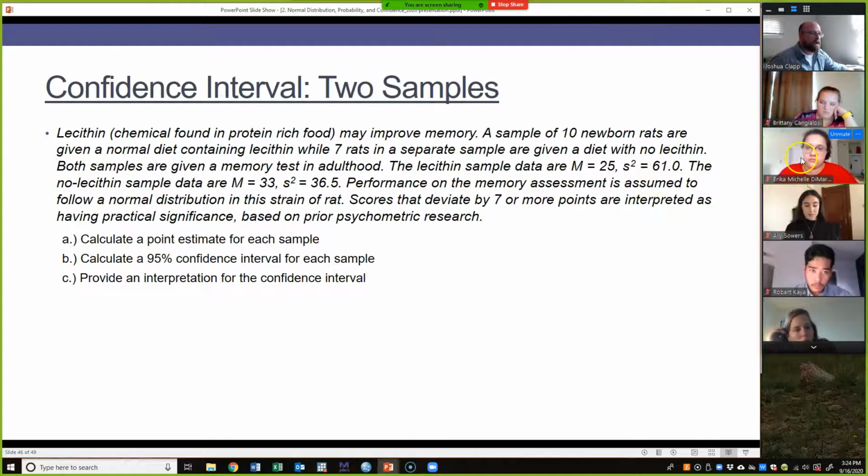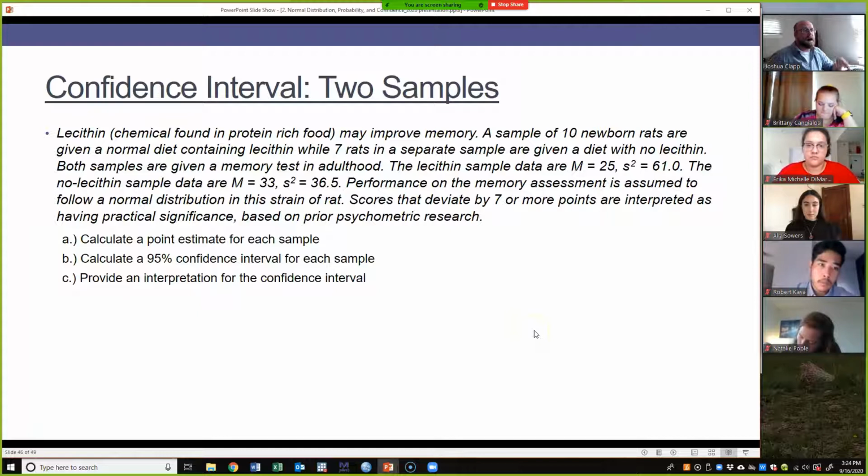So, Erica, one more, and just because you're in the middle of my screen right here, what are my point estimates for the average performance in the population of rats that get no lecithin, or the rats that do have lecithin? The ones that don't get lecithin is 25. Uh-huh. And the one that does get the lecithin is 33. Okay. So switch that around. It's a little bit tricky, right? So our lecithin sample, 25. Our no lecithin has 33. Okay.